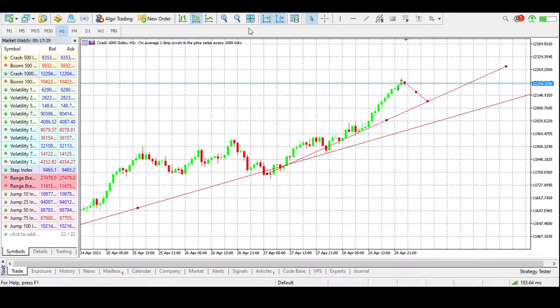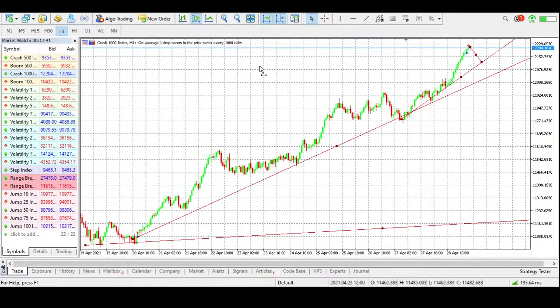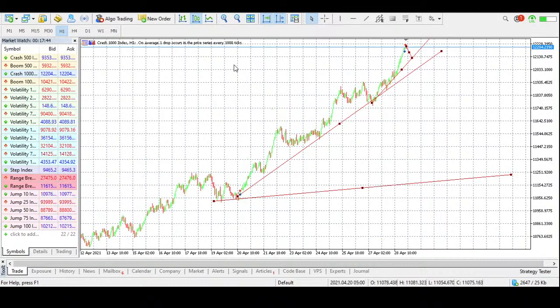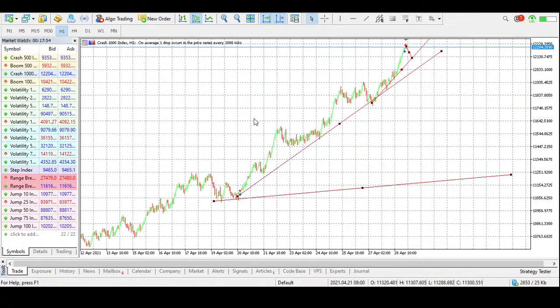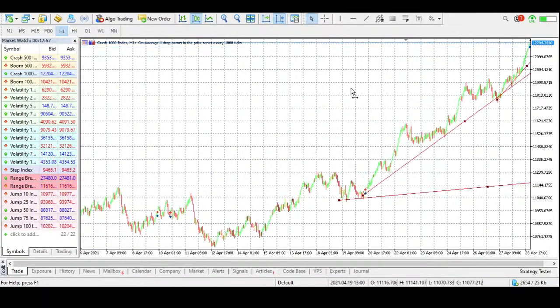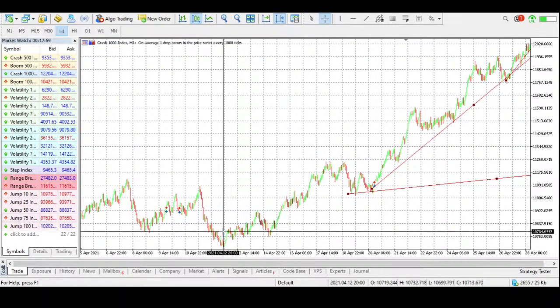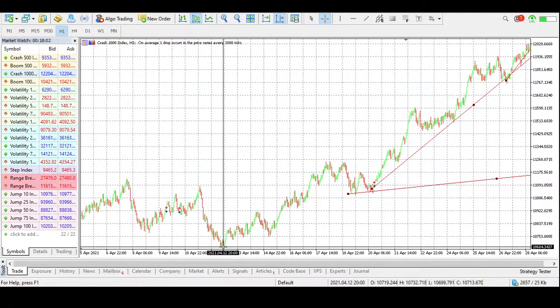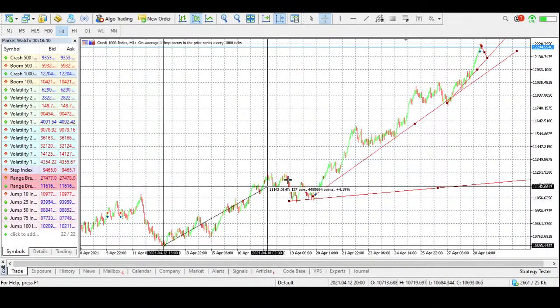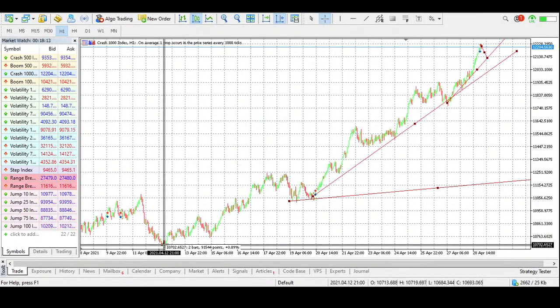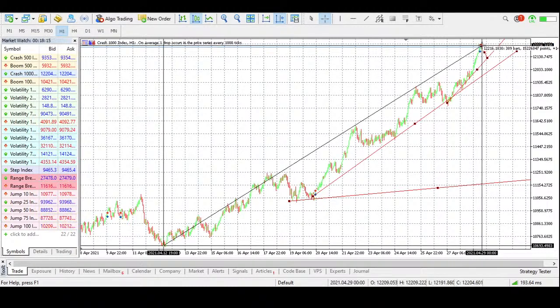Crash 1000 hasn't been spiking for a long time. Today is 29th April, right? It's been trending upward since 12th April. Can you imagine? Crash 1000 has been trending upward since 12th April. This means that if you entered a buy here and you never closed it, can you imagine how much you have now?